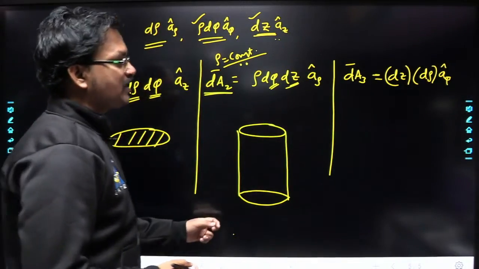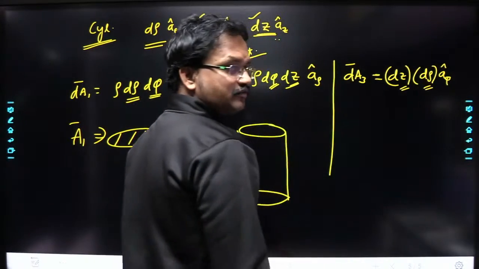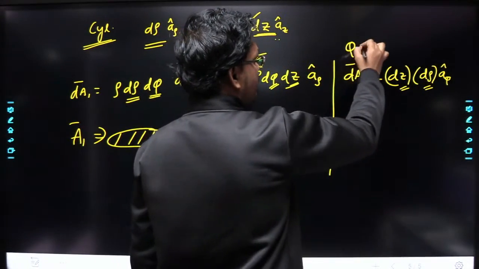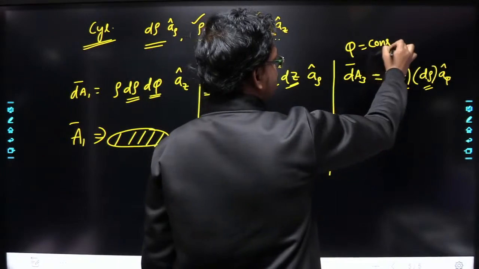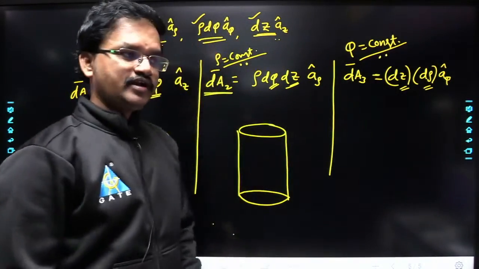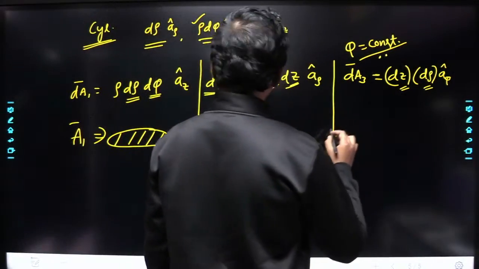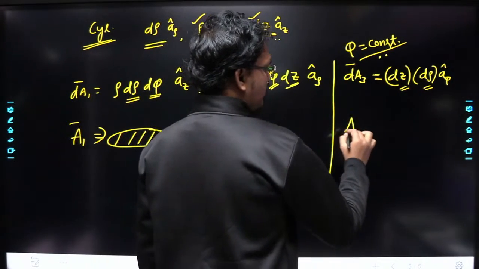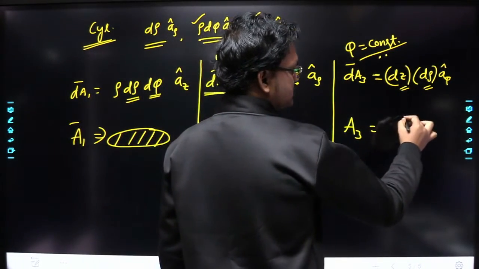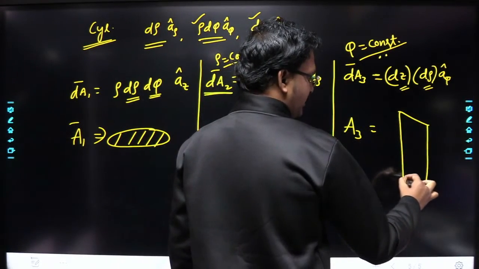Next, similarly here, what are the variables? Z and rho are variables. Phi is constant, so we call this plane the phi is equal to constant plane. Understood? Now what is the total surface area we are going to get here? A3 is nothing but the surface area of a rectangle.